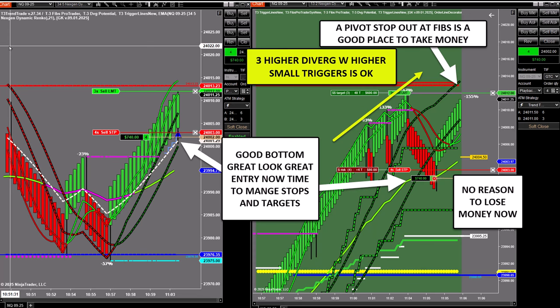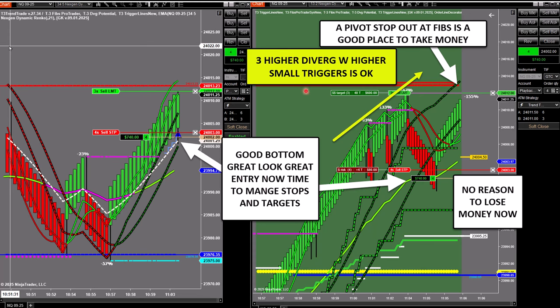And again, when you get in, you can always put your profit target where you have synthetic fibs or pivot stop outs. Also, again, the potential for a second lower divergence, probably not going to happen, but could.